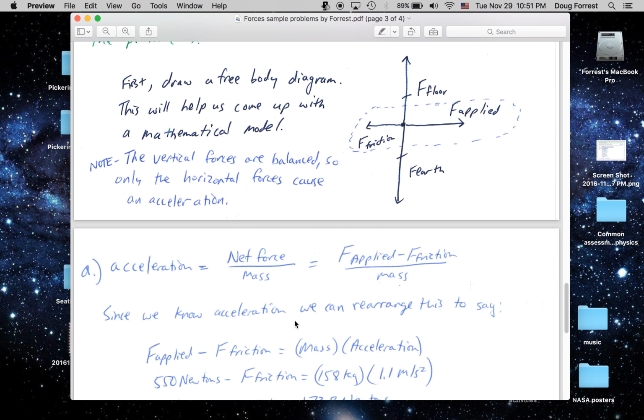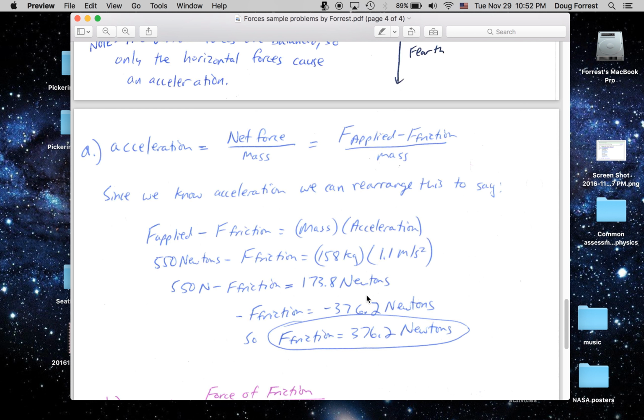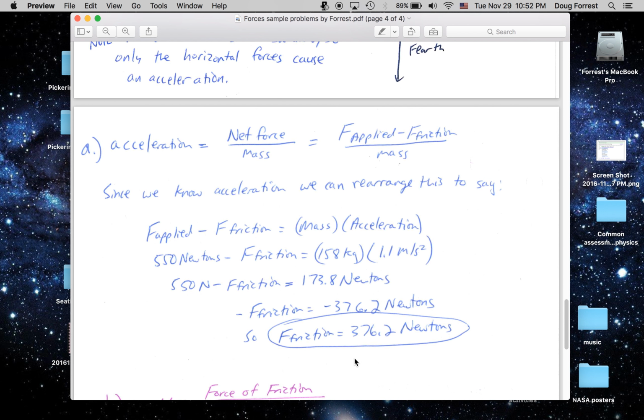So I know the acceleration. I'm going to rearrange this to get applied minus friction equals mass times acceleration. 550 minus friction equals the mass times the acceleration. That gives me a frictional force of around 174 newtons. Oops, no it doesn't. 550 minus force of friction is 174 newtons. So friction ends up being 376.2 newtons.